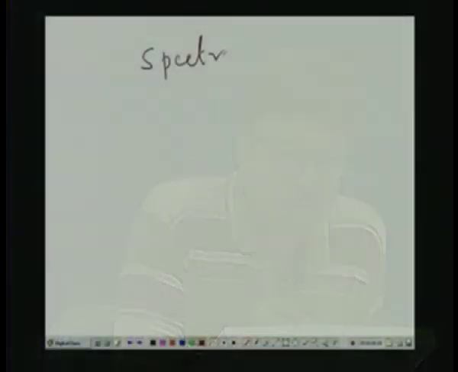Okay, today's topic is one of the most important topics in this entire course. It is called spectral analysis. It is also called by different names. Sometimes we call it estimation of power spectral density or spectrum analysis, power spectrum analysis. There are various names available, but they all mean the same: spectral analysis.